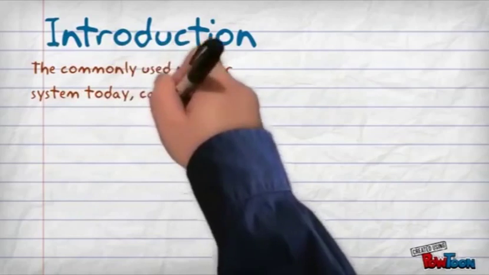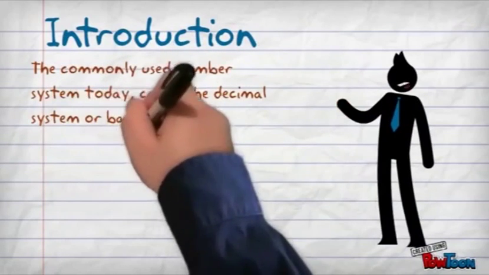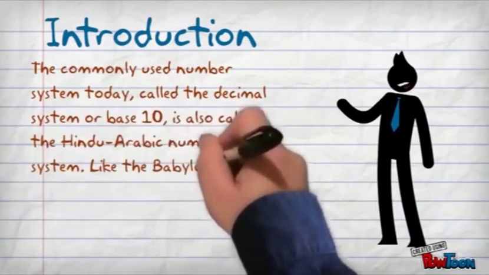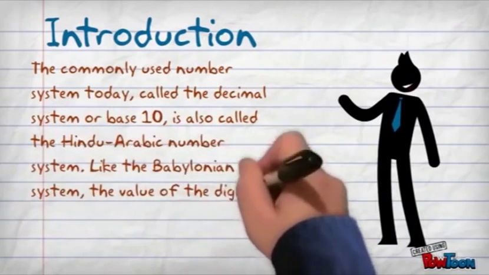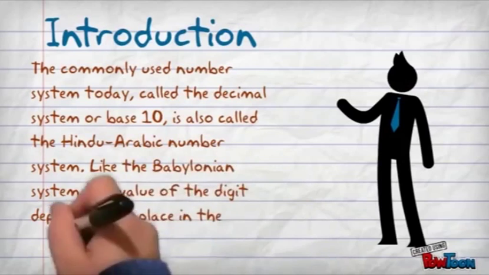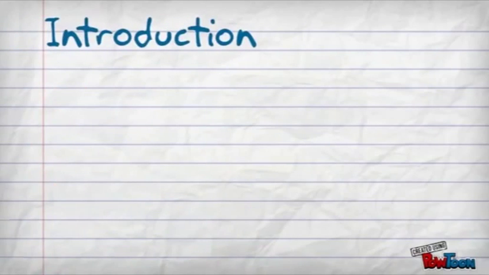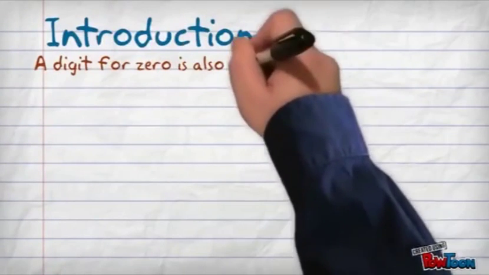The most used number system today, called the decimal system, or base 10, is also called the Hindu-Arabic number system. Like the Babylonian system, the value of the digit depends on its place in the number, but only one digit is used in each position. A digit for 0 is also used.